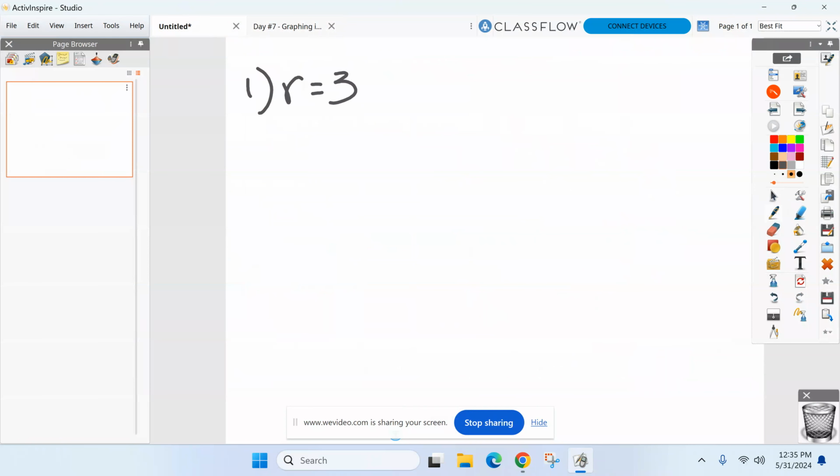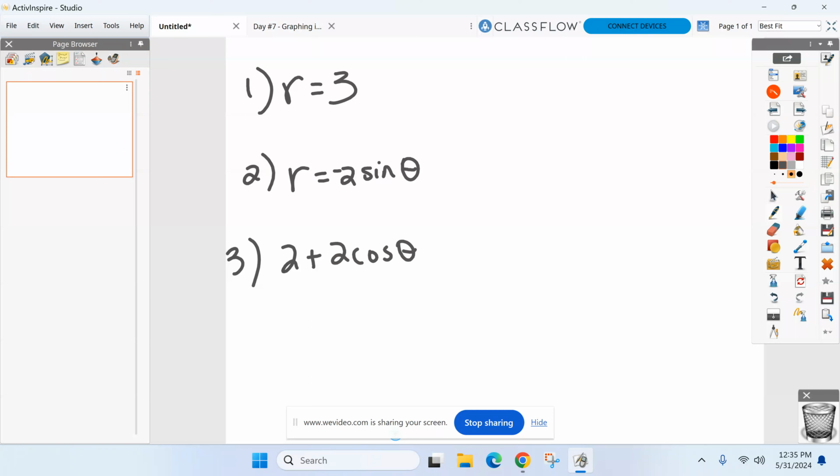R equals 3. What's that going to be a graph of? Good. R equals -2 sine theta. Still going to be a circle, probably on the y-axis on the bottom because it's negative. So circle, circle. It's a heart. Yep, cardioid, probably on the x-axis.